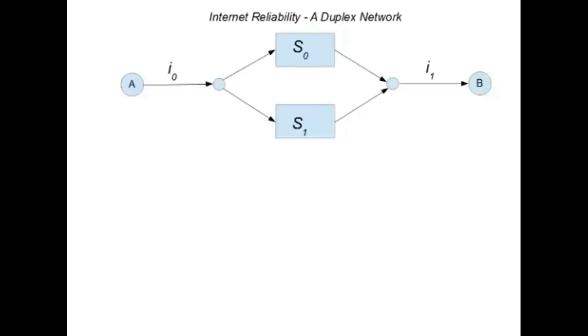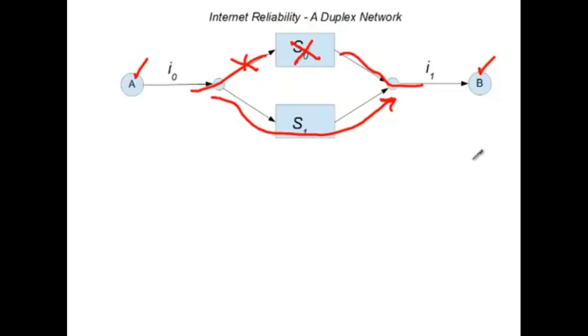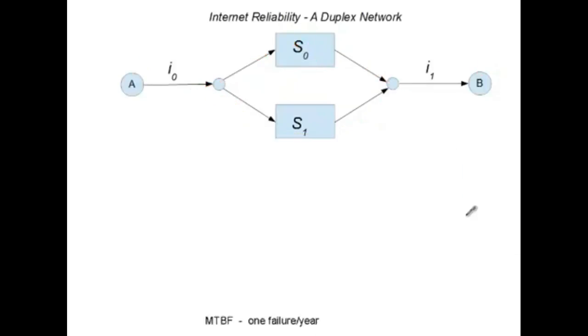So going back to our simple model, again, I have a host, client A, trying to reach B, but this time there are 2 identical systems in parallel, S0 and S1. Now these are identical systems, and presumably there's some intelligence built into this network so that if S0 is working, then the path will go through S0 to B. But if for some reason S0 has failed, or a link to S0 has failed, then the request will go through S1.